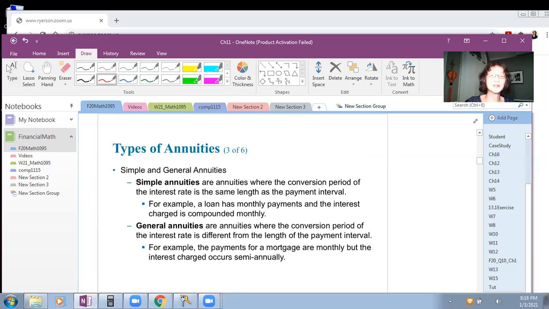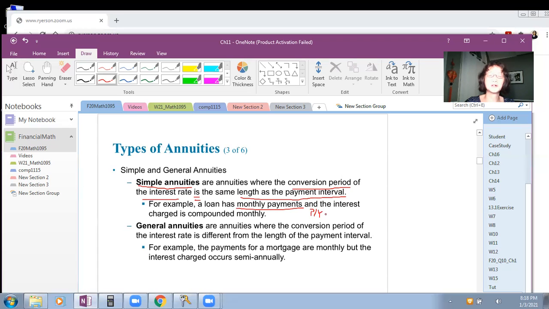Simple annuities. Simple means the conversion period of the interest equals the length of the payment intervals per year. For example, a loan has monthly payment and interest is compounded monthly. In this case, monthly payment means in 1 year you make 12 payments.